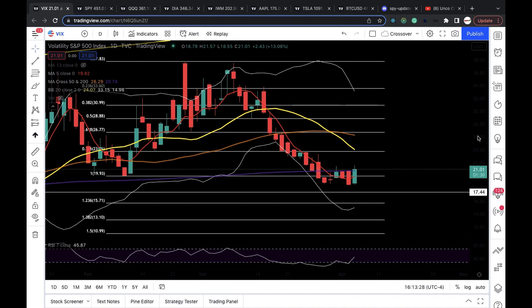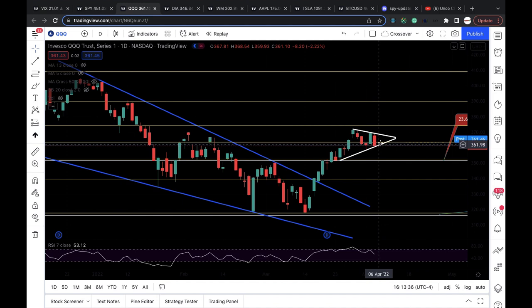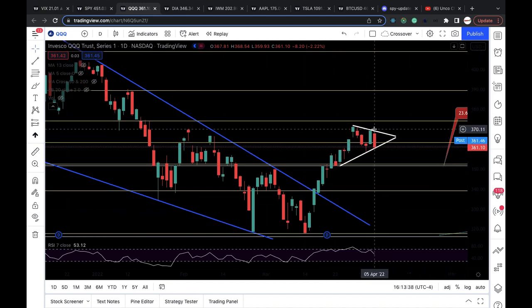A bearish VIX is a bullish SPY, but a bullish VIX is a bearish SPY. Okay, guys, this is the QQQ. I'm also watching the triangle pattern right here. Today it touched the top of it and the bottom of it. Support for this triangle tomorrow will be 362.